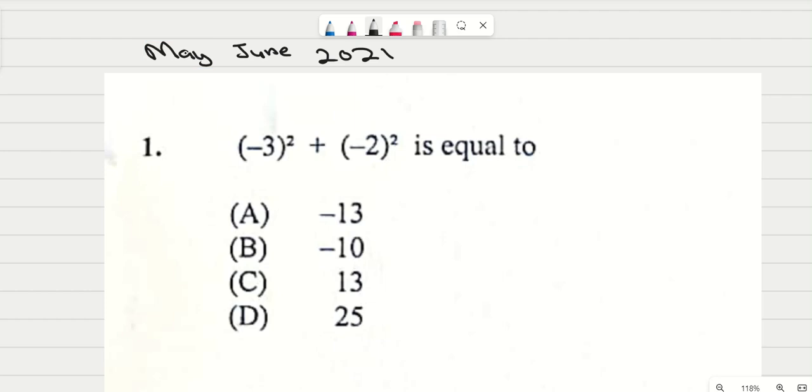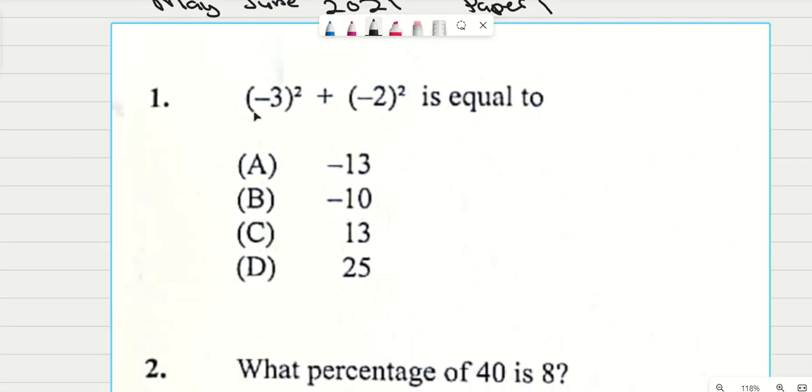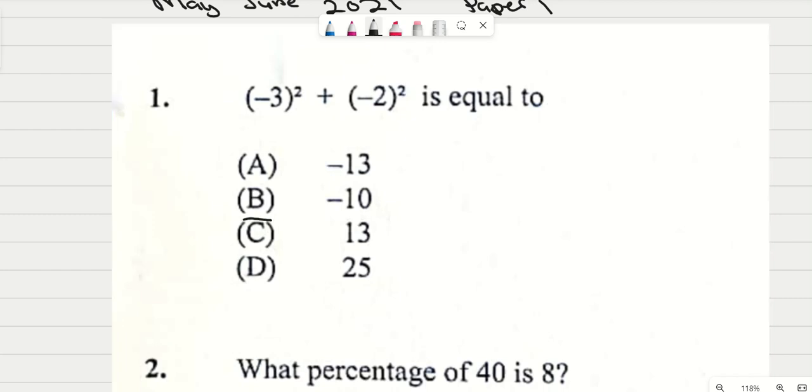Okay, so this is May, June 2021, paper 1, right? So if we look at number 1, this is a repeat question. Minus 3 squared plus minus 2 squared, the answer is 13. Don't remember the options, remember the answer, okay? 3 3s are 9, plus 4, 2 2s are 4, right? 9 plus 4 is 13.